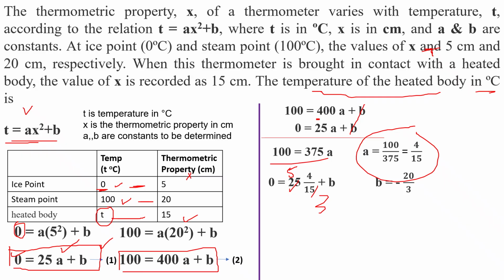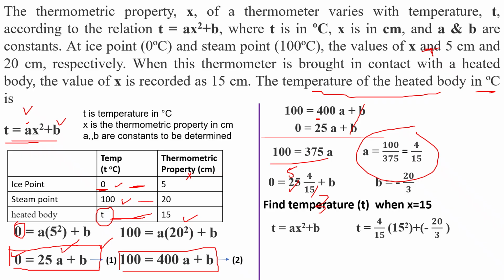Then we have to determine the temperature of the heated body, and the corresponding x value is 50. So let us observe the equation T equal to ax square plus b. Here the x value we know, that is 15, and the a value we know, and b also we know. Then substitute all the values in T equal to ax square plus b. Then T equal to a, that is 4 by 15, into x square, that is 15 square, plus b, which is minus 20 by 3.